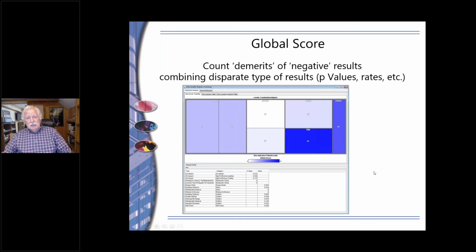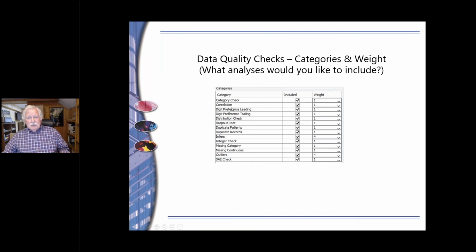And then present that in the form of a tree map with the darker the color, the higher the global score. So you can click on that to see the rates of that. And it's important also to say you can turn on or off some of the checks depending on your preference if you don't want to bother with those, and also change the weight of each of those. So if they're all initially a weight of 1, they'll all count as an equal demerit. But if you think certain things like inliers and outliers should be more heavily weighted, you can do that, and that's an important aspect.